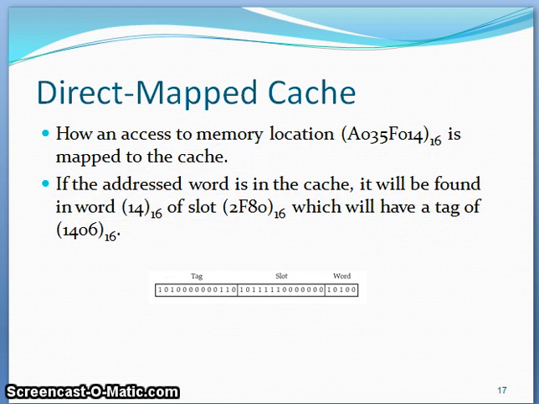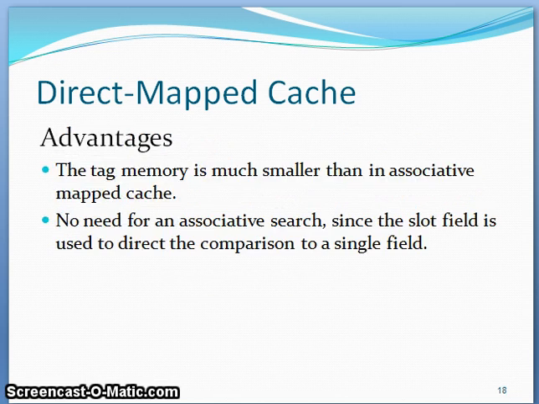Here is how an access to a memory location is mapped to the cache. If the addressed word is in the cache, it will be found in word 1416 of slot 2F8016, which will have a tag of 140616, as is shown in the figure.